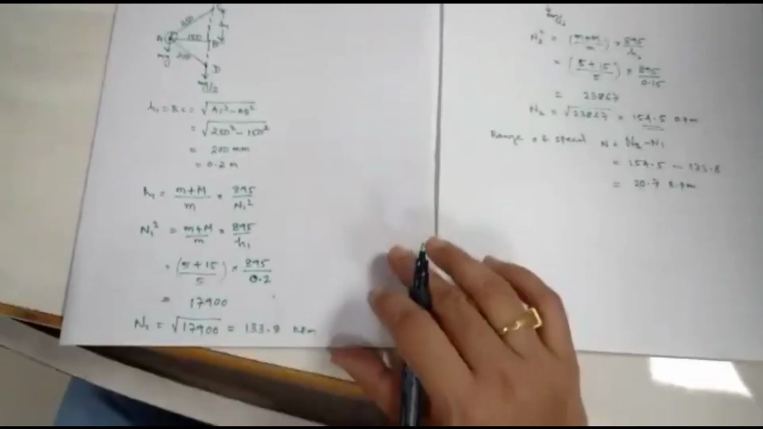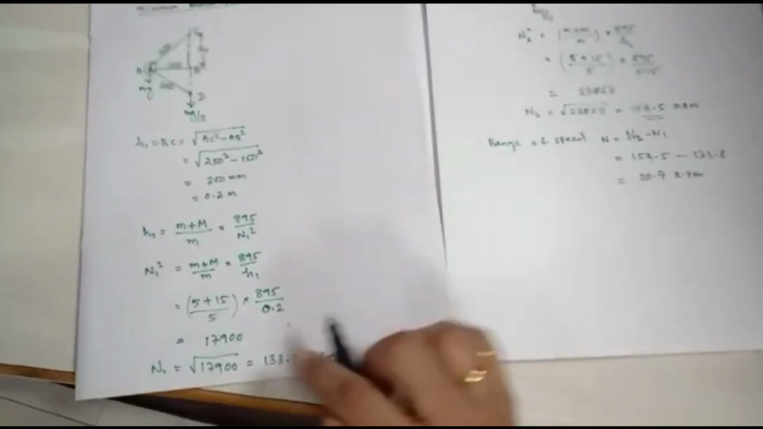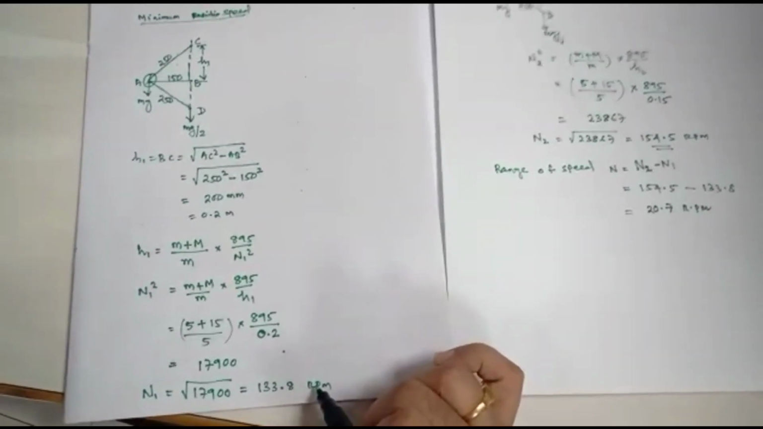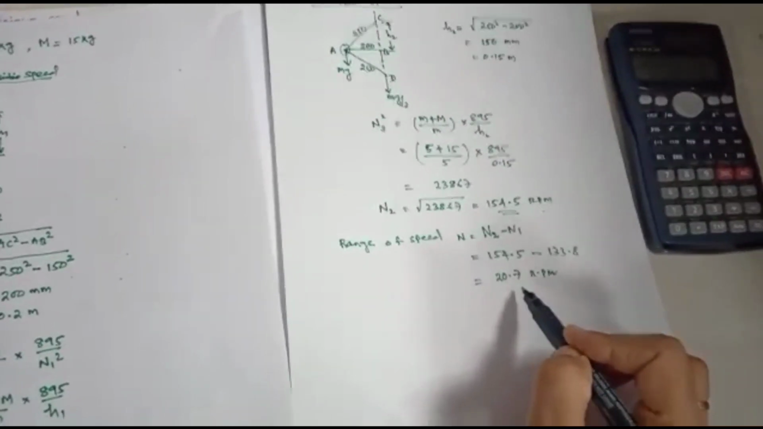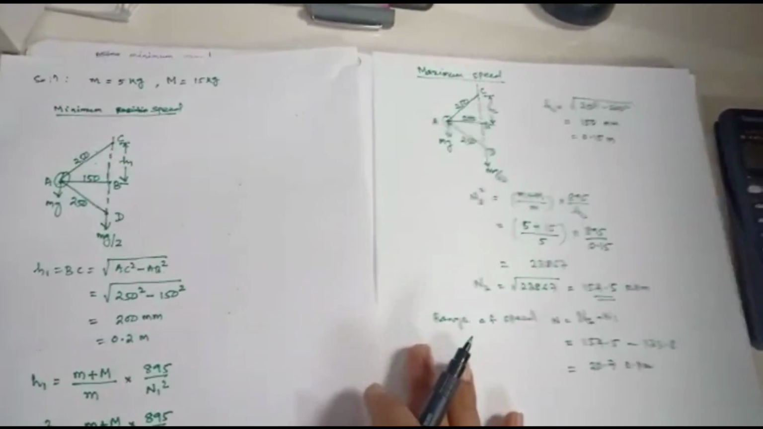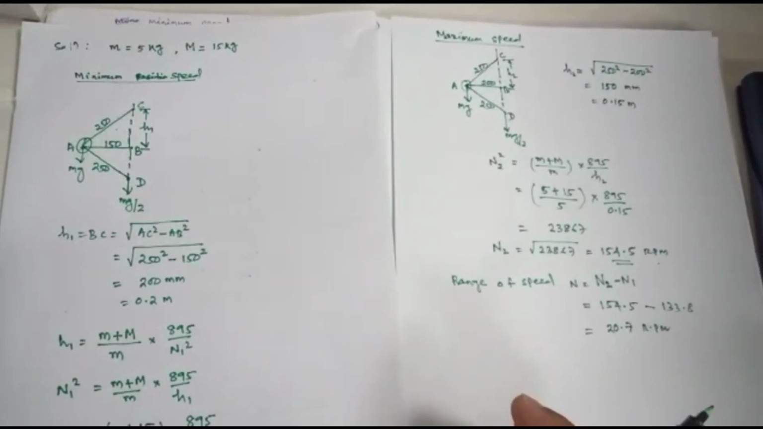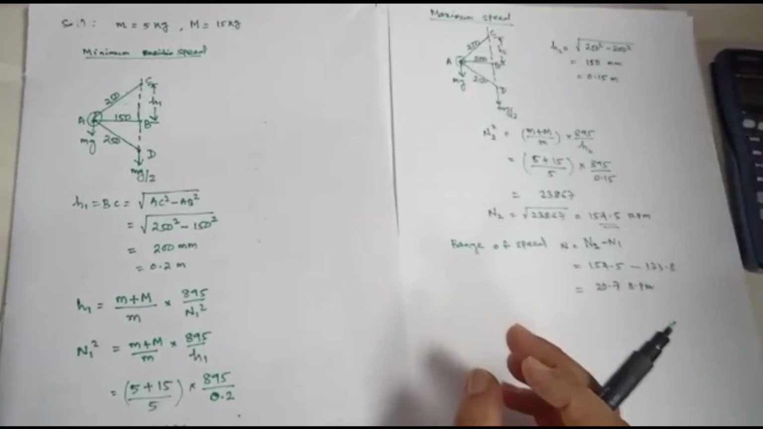So in this way we can solve this problem. N1 we got 133.8 RPM, N2 we got 154.5 RPM, then range of speed we got 20.7 RPM. It's very simple, only Pythagoras theorem is applied and the formula for height of the Porter governor.